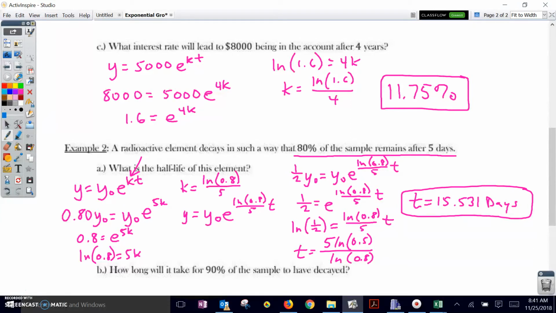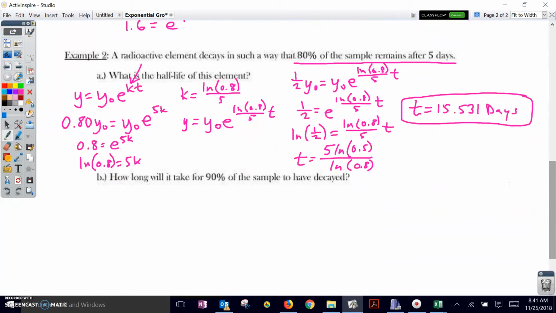All right. How long will it take for 90% of the sample to have decayed? If 90% has decayed, that means 10% is left. And so we can set this up with the equation 10% of y sub 0 is equal to y sub 0 e, and the rate constant remains the same from what we found initially. And now we can solve this equation, and that will tell us how long it takes for 90% of the sample to decay. I divide both sides by y sub 0.